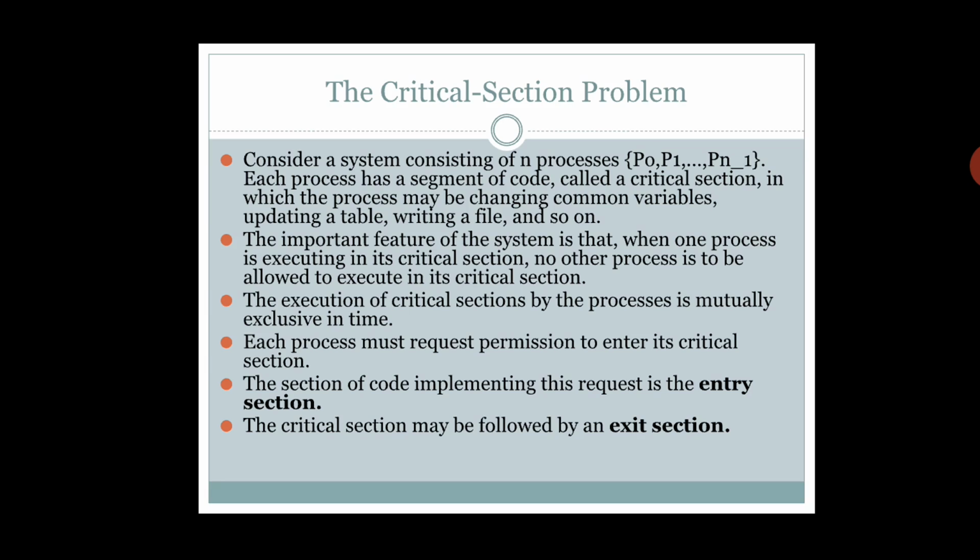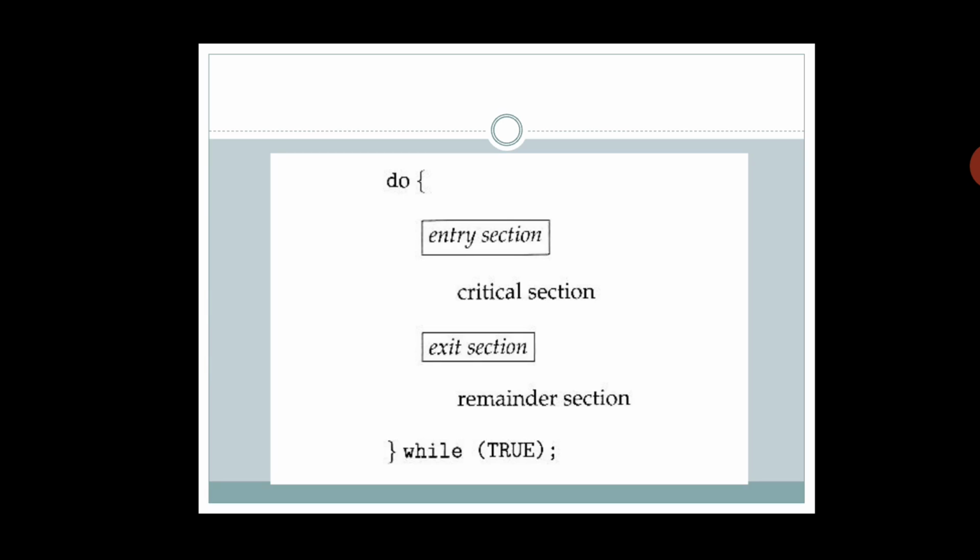The section of code implementing this request is called the entry section. That is one point. Another point is that the critical section may be followed by an exit section. Whenever we talk about the critical section, there are two concepts: one is the entry section and another is the exit section. In terms of code, there is a do while loop. Inside the do while loop you have two sections, the entry section and the exit section, and in between you can write some segment of code. That is nothing but the critical section.